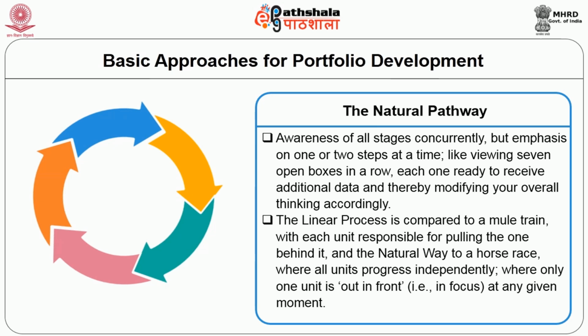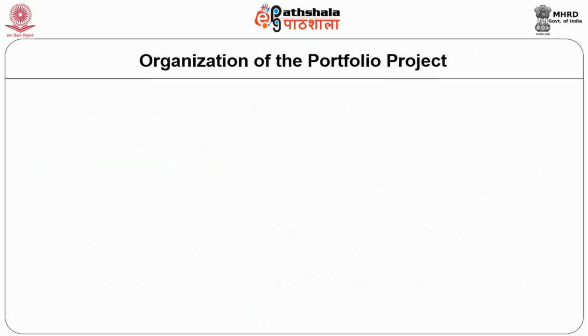The linear process is compared to a mule train, with each unit responsible for pulling the other one behind it, and the natural way to a horse race, where all units progress independently while only one unit is out in the front, that is the focus at any given moment. Organization of a portfolio project.